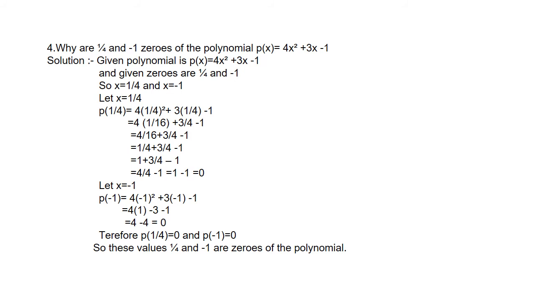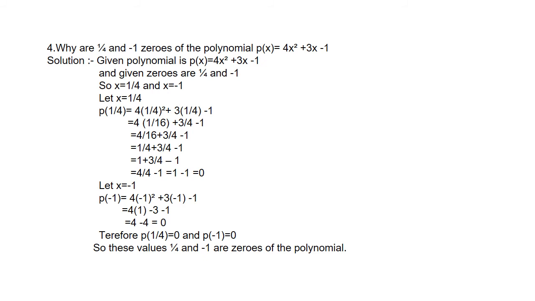Let x is equal to 1 by 4. P of 1 by 4 is equal to 4 into 1 by 4 whole square, plus 3 into x, so 3 into 1 by 4, and the constant term is minus 1. So 4 into 1 square by 4 square is equal to 4 by 16, plus 3 into 1 by 4 is equal to 3 by 4, minus 1.